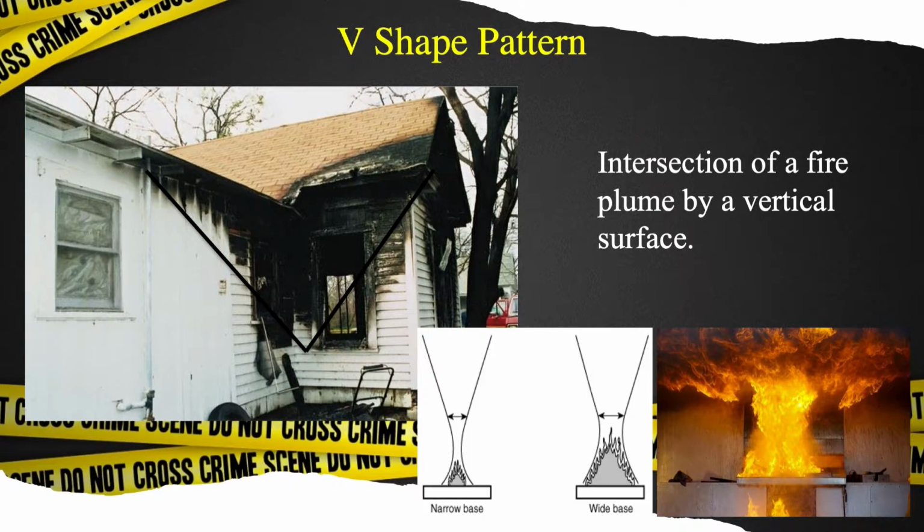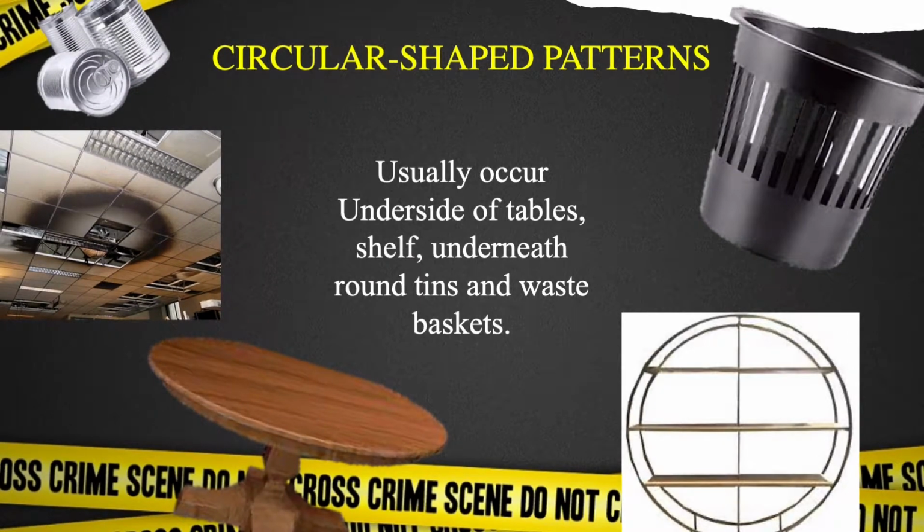Firstly, V-shaped pattern. V-shaped pattern occurs when there's intersection of fire plume by vertical surfaces. Circular shape pattern usually occurs on the side of tables, shelf, underneath of round tins and waste basket.